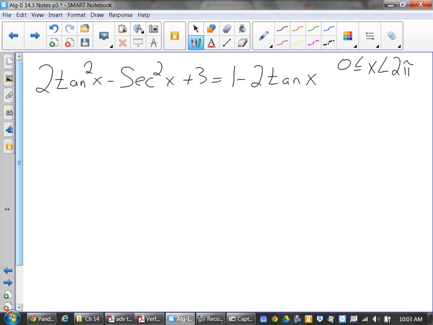We'll do this also within one revolution. If you look at this, which one do you think looks like it needs to be changed? Secant. Why? Because there are two tangents and only one secant, so there are other tangents involved. When you see something like that, it's forcing you to change the secant squared. So secant squared is what? 1 plus tangent squared. So you have 2 tangent squared x minus (1 plus tangent squared) plus 3.